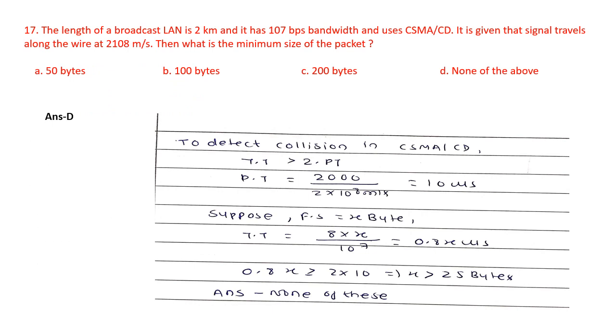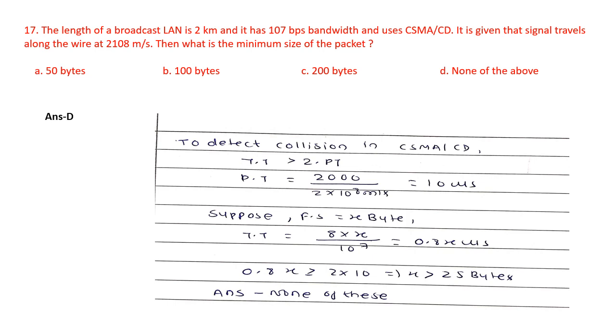The length of a broadcast line is 2 km, it has a bandwidth of 10 to the power 7 bits per second, and it uses CSMA/CD. It is given that the signal travels along the wire at 2 into 10 to the power 8 meters per second. What is the minimum size of the packet? The answer to this question will be D. So let's see the solution.